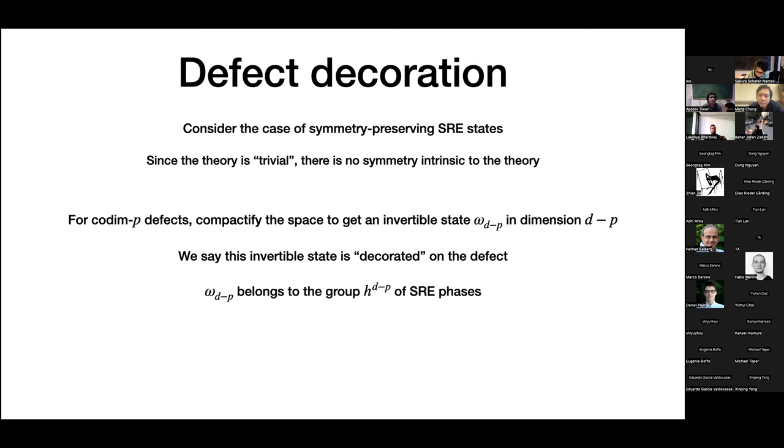But now, if we consider a codimension-p defect for the microscopic symmetry, we can ask the following question. Let's compactify the space to get an invertible state living on a codimension-p space, of dimension d minus p. Little d is always the spacetime dimension, and I'll sometimes use big D for the spatial dimension. Denote this invertible state as omega_{d-p}. We can always compactify the space on this codimension-p defect and ask what invertible theory we get from the compactification. We'll say that this invertible state is decorated on the defect.